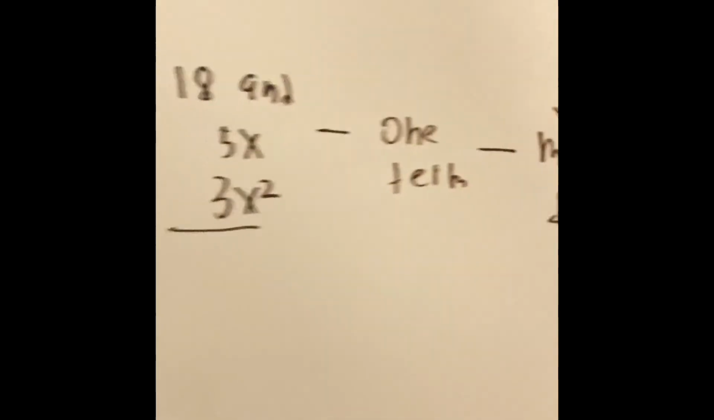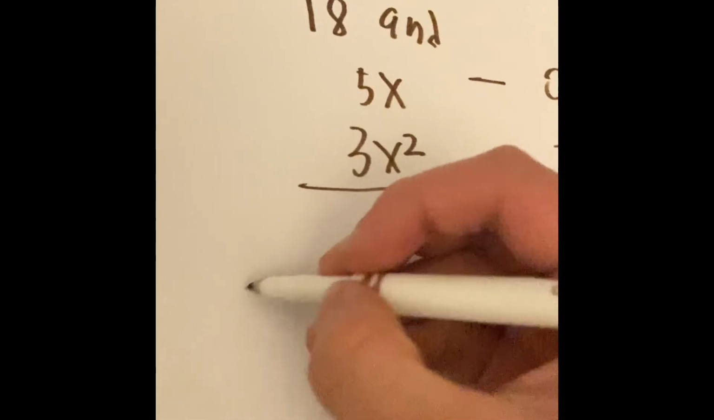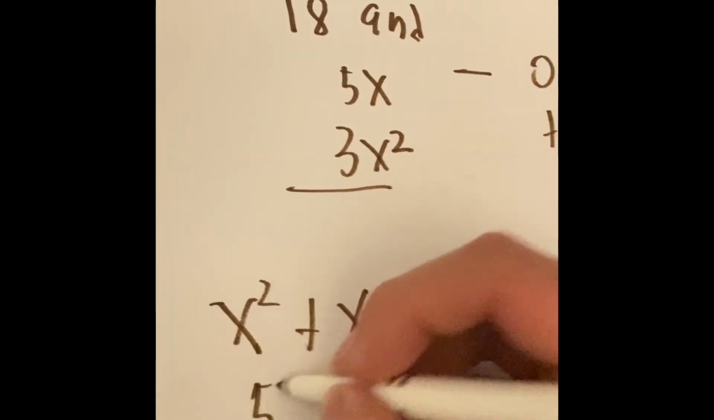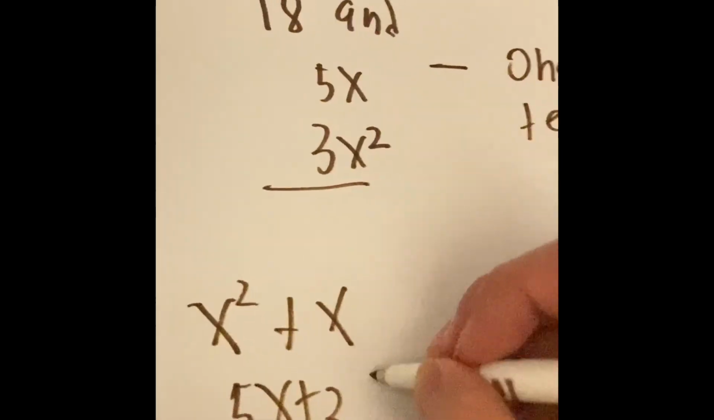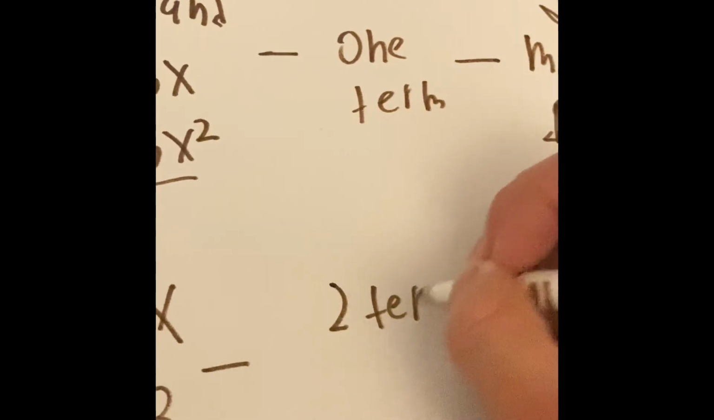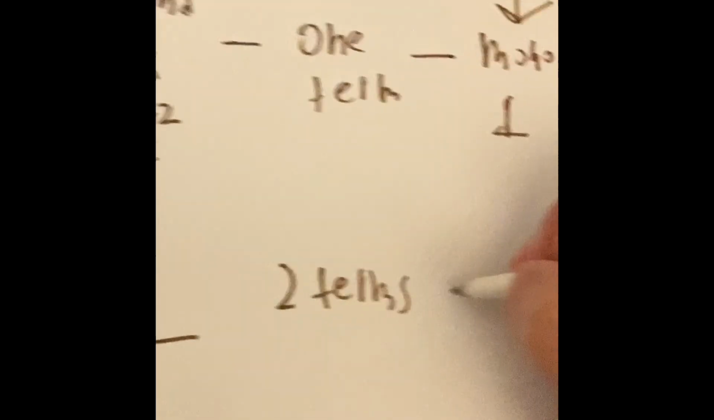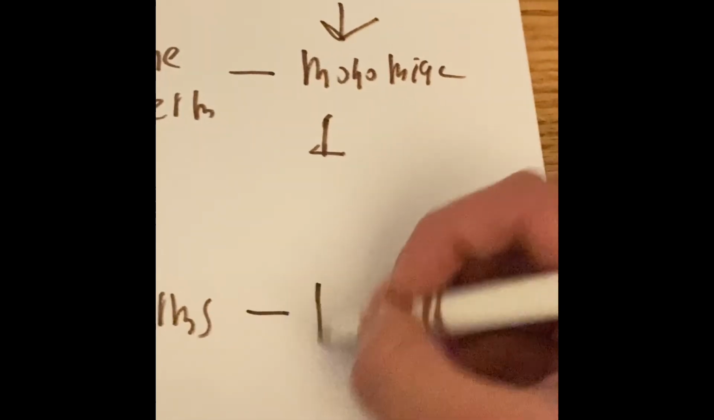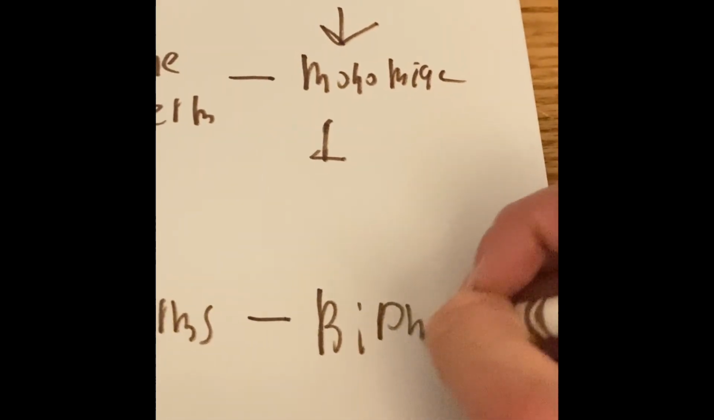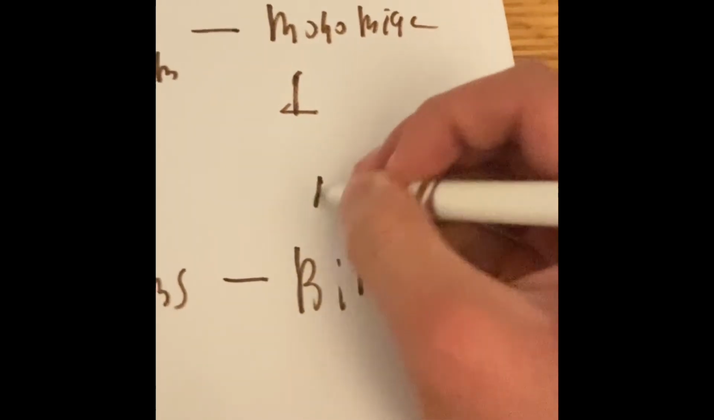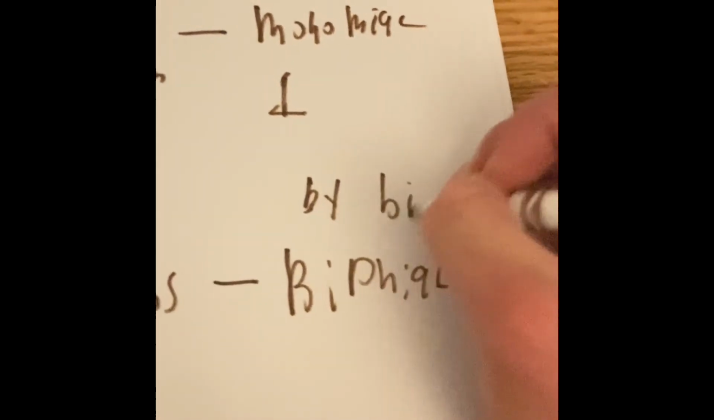If you have something that looks like x squared plus x or 5x plus 3, there is 2 terms. And that means that there are 2 objects on the field. That will be called binomial, because bi is 2.